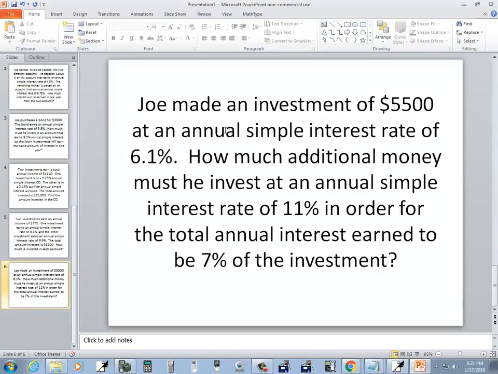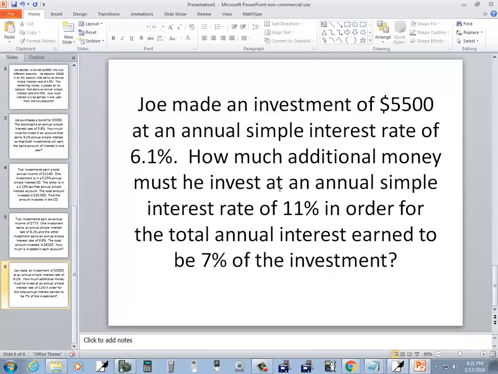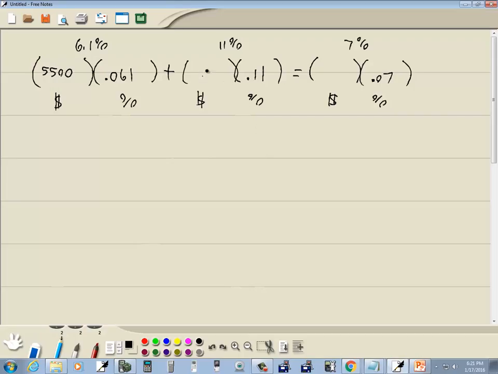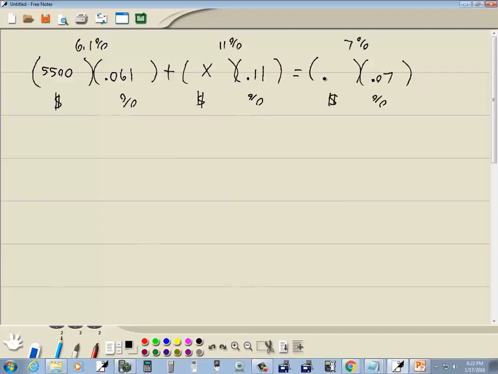Joe made an investment of $5,500 at 6.1%, so they're telling us this is $5,500. How much additional money must he invest at 11%? So this will be X. We're wondering how much money needs to be invested at 11% in order for the total annual interest to be 7% of the investment. Well, now we need dollars here. If this is $5,500 and this is X, if I add this dollars plus this dollars, that's going to give me my total. So I'm going to have $5,500 plus X.